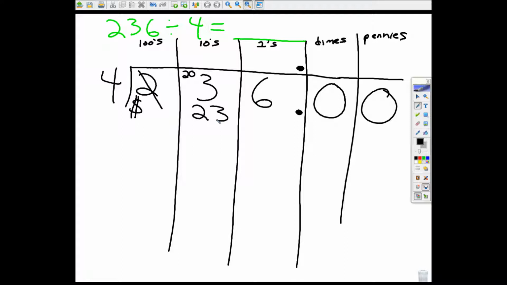So now 4 people can equally share 23 $10 bills, and I would give each of them 5 of those $10 bills. So each one of them has $50. That's $200. So I can subtract my 20, which comes as a result of multiplying 5 times 4, gives me 20, and I have 3 left over.